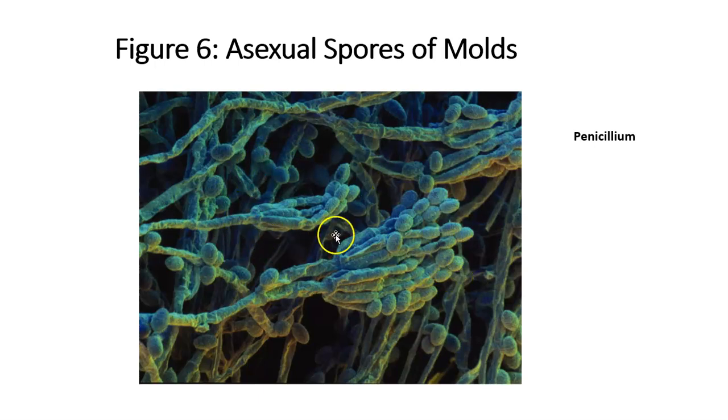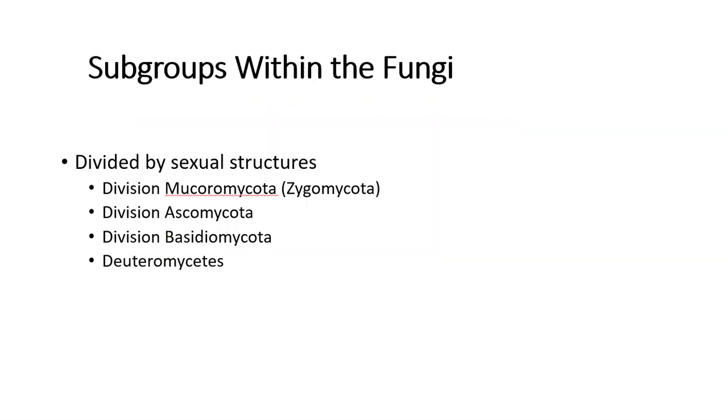This is an asexual spore with that sporangium. This is penicillium, that we get penicillin from. To me, it looks like a hand with fingers. Okay? That to me is an easy way to pick this guy out.